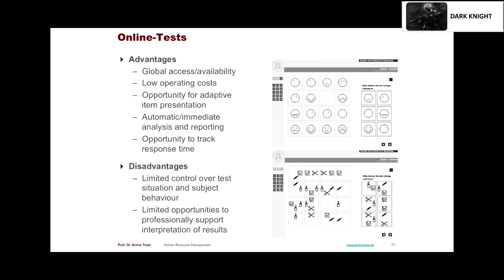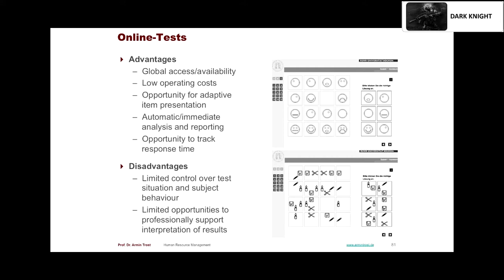This is great, and there are a lot of advantages. I don't have to tell you about these advantages in more detail. Everything which is online is globally accessible. Not in North Korea, but in the rest of the world. Low operation costs: it costs nearly nothing to operate an online test. You just send the link, the person does the test, and the results are analyzed and calculated automatically. Even more, you can track the response time. Does somebody answer the task very fast or slowly, whatever that means. You can do this.